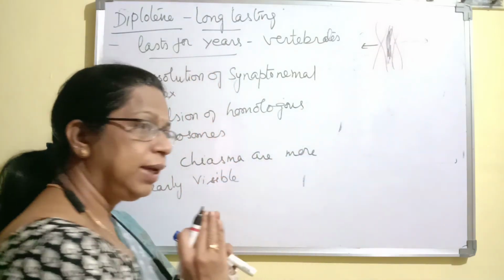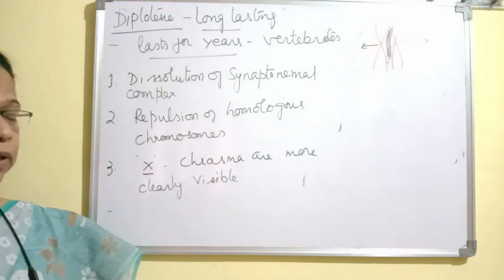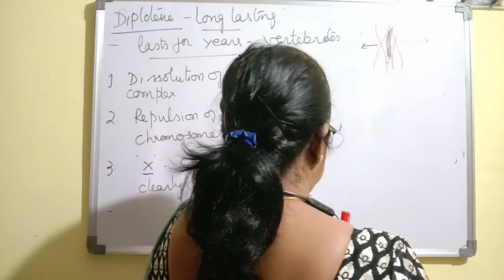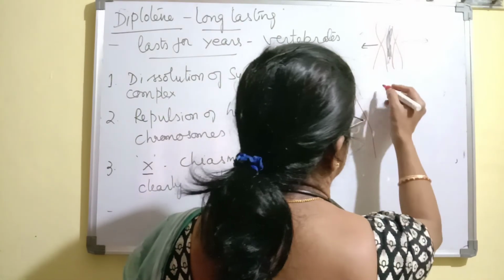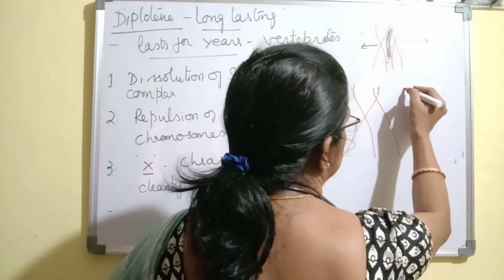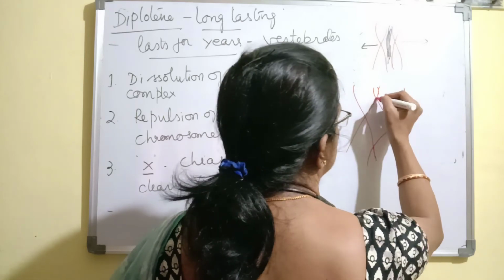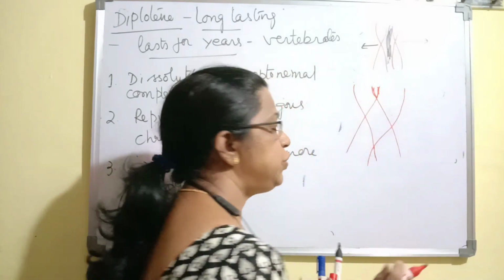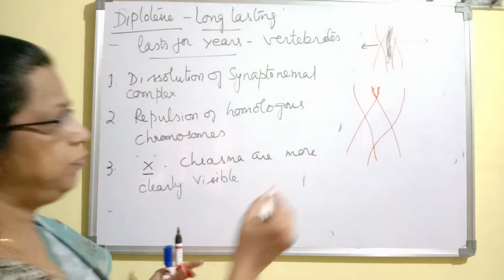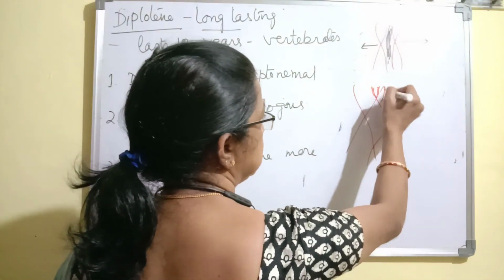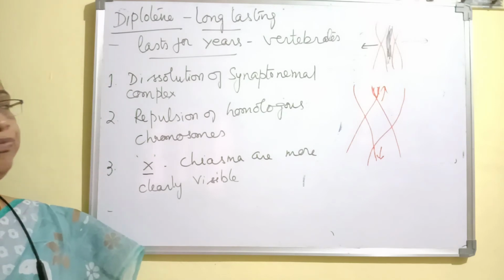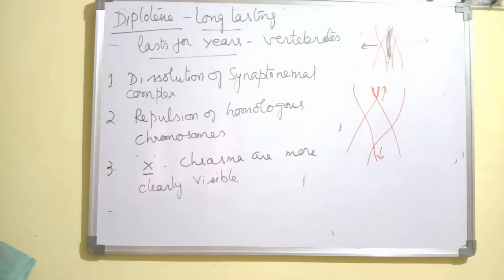If they are very close, the chiasmata will be very close and not clearly seen. But when they start moving away, the X-shaped structures are very clearly visible, like I have shown in the previous diagram. Due to this repulsion, the chiasmata will start moving towards the ends. When they are at the center, they now start moving towards the end, and they are very clearly visible. This is what is called the diplotene stage.